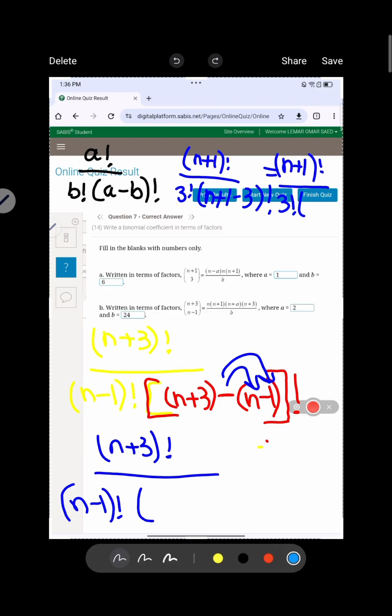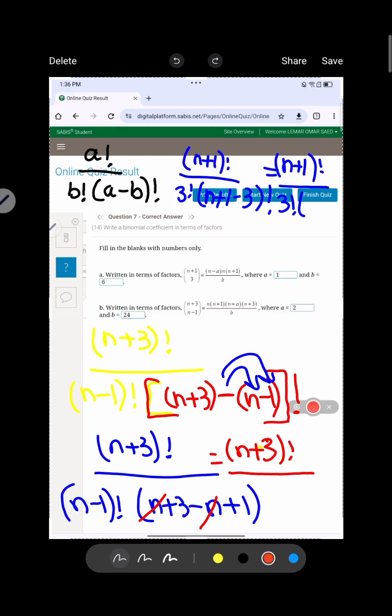So here it's going to be n plus 3 minus n plus 1. The n's will be cancelled, so you will get n plus 3 factorial over n minus 1 factorial, then just 4. But don't forget factorial. Here I forgot to put factorial. Just don't forget here factorial. It's 4 factorial. Okay.